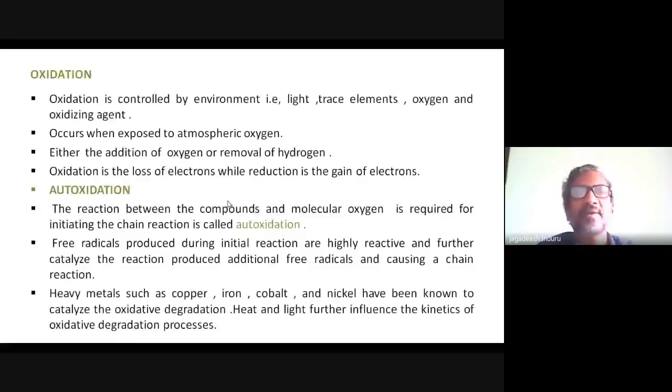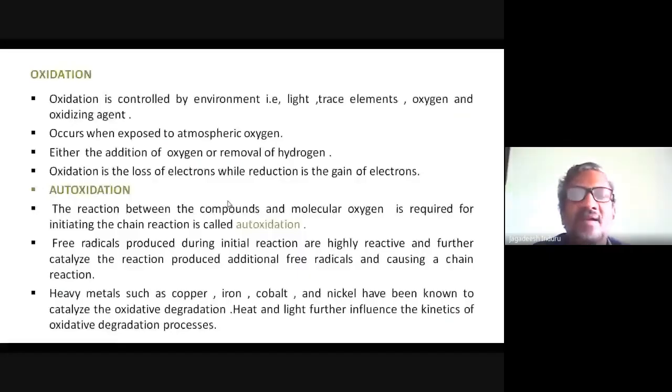Where you are having a major degradation by chemical means, oxidation, we are already learning in our chemistry, and we know its impact. So oxidation is controlled by the environment. Most of the time it is light, trace elements, and oxygen presence, that is O2 present in the air, and oxidizing agents. There are four major things which are affecting oxidation.